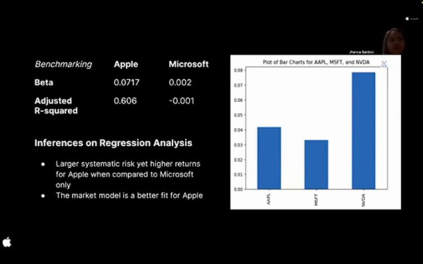So our inferences regarding these values, first for the beta, we can say that there is a larger systematic risk, yet higher returns for Apple when compared to Microsoft only. But of course, this is a different case when it is compared against Nvidia. But considering only those two, Apple has the slightly larger systematic risk, yet higher returns. And lastly, the market model is a better fit for Apple since the adjusted R squared result is higher for Apple. Next slide, please.